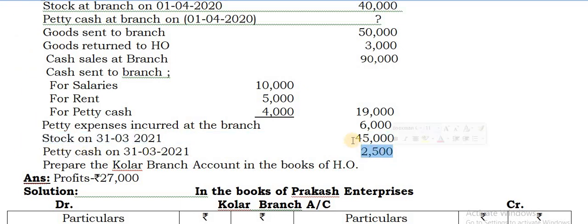Okay, so be careful. What is not given? Opening is not given. The opening value of petty cash is not given. Normally what we enter is the petty cash which is being sent by the head office, and closing and opening are taken.